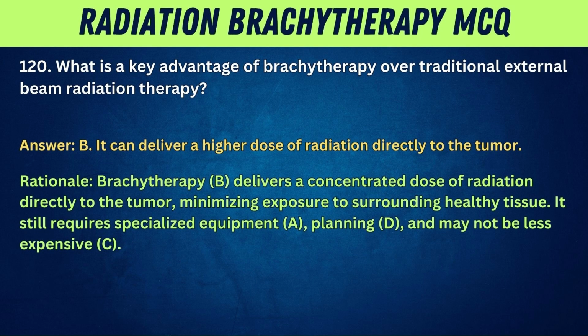Answer: B. It can deliver a higher dose of radiation directly to the tumor. Rationale: Brachytherapy, B, delivers a concentrated dose of radiation directly to the tumor, minimizing exposure to surrounding healthy tissue. It still requires specialized equipment, A, planning, D, and may not be less expensive, C.